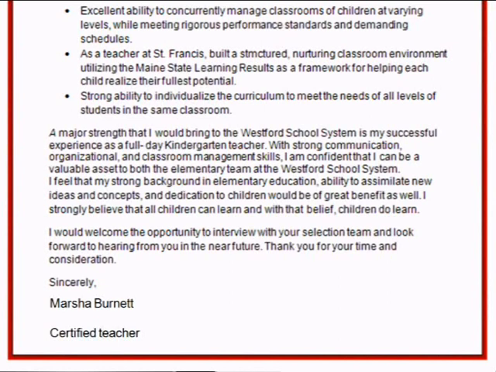A major strength that I would bring to the Westford school system is my successful experience as a full-day kindergarten teacher. With strong communication, organisational and classroom management skills, I am confident that I can be a valuable asset to both the elementary team at the Westford school system. I feel that my strong background in elementary education, ability to assimilate new ideas and concepts, and dedication to children would be of great benefit as well.